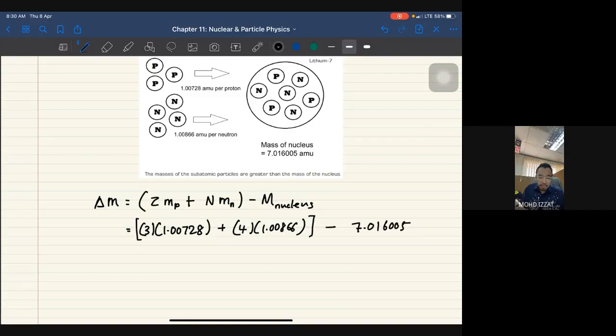So again, I repeat: the number of protons multiplied with the individual mass of a proton. This one is a constant. Plus the number of neutrons multiplied with the mass of a neutron, which is a constant as well. The mass of the nucleus is normally given in the question. So to calculate the mass defect, try pressing the calculator.